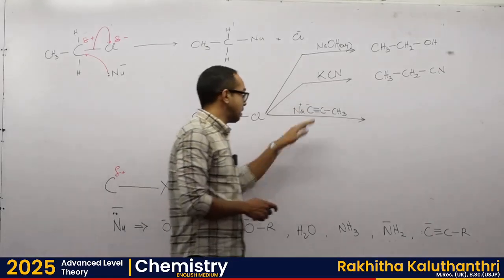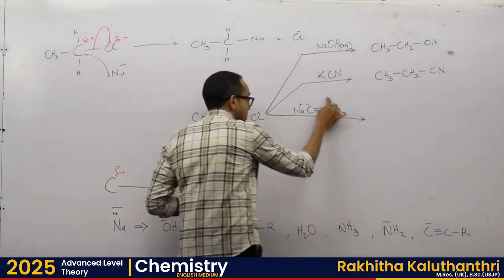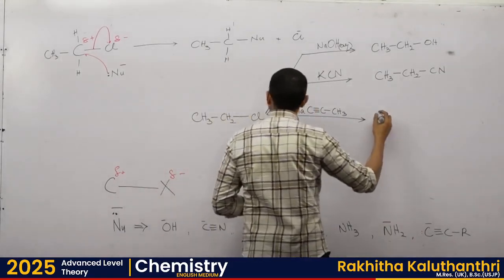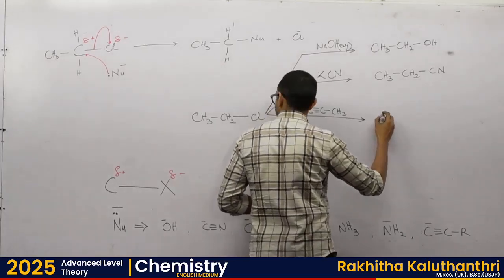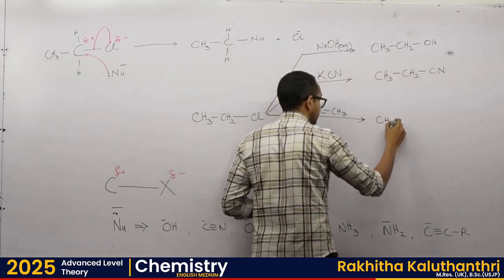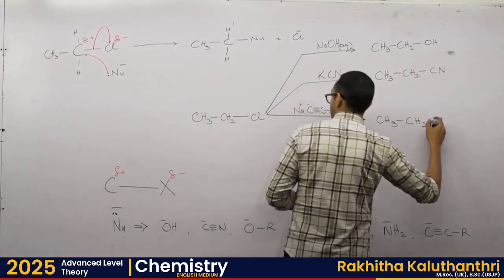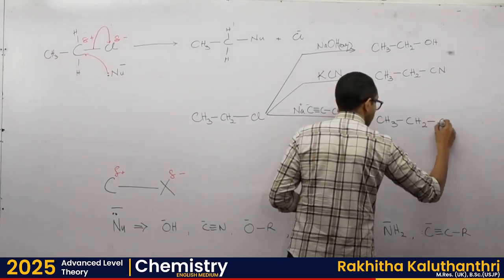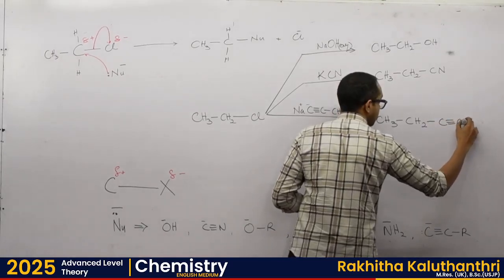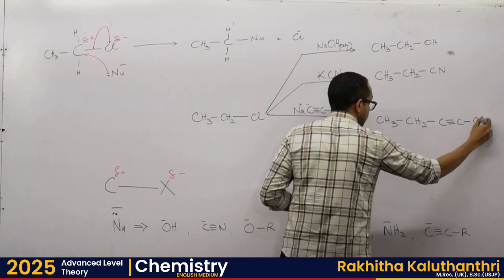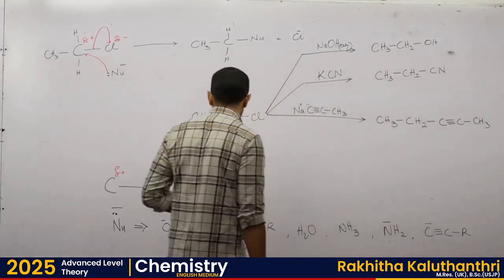So if you take this and react it, this section is basically a nucleophile. So those nucleophiles can react to form something like this. So whatever you can think of in the following region, you will get these, CH2, CH3. What else?